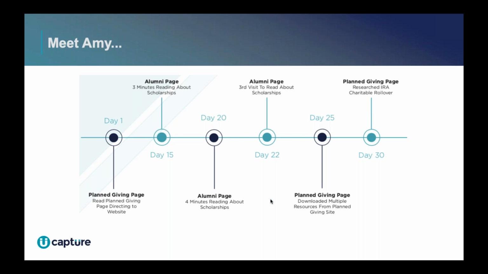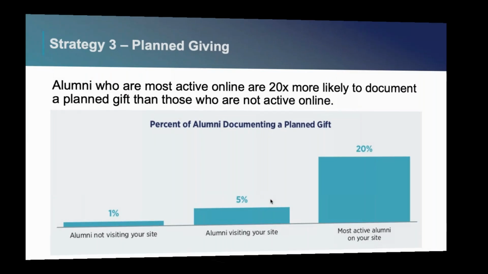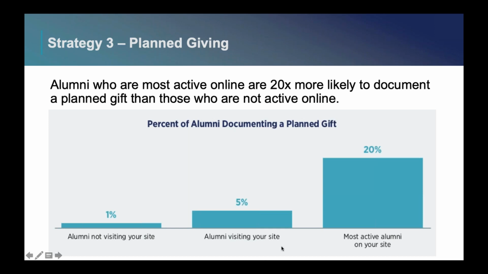And then in the next week or so, she returned to the Plan Giving page, where she downloaded multiple resources from the Plan Giving site about leaving the institution in her estate plan. And then you'll notice on day 30, she returned to research a charitable IRA rollover, a very specific type of Plan Giving vehicle. Now, as a Plan Giving officer, I already know that simply by the fact that Amy has showed up online, she is 5 times more likely to document the institution in her estate plan.